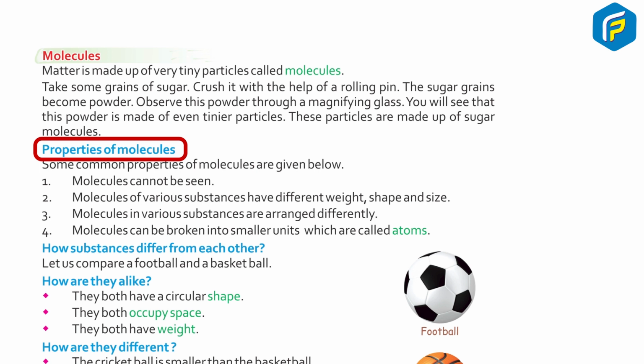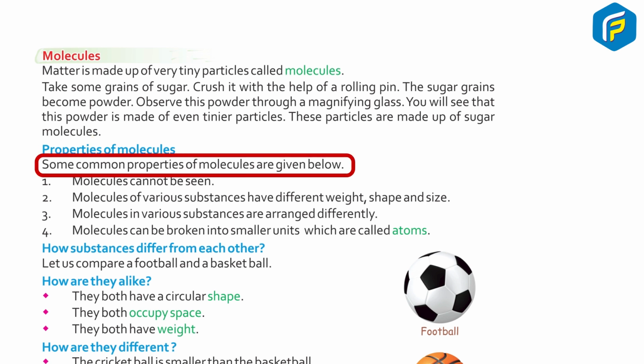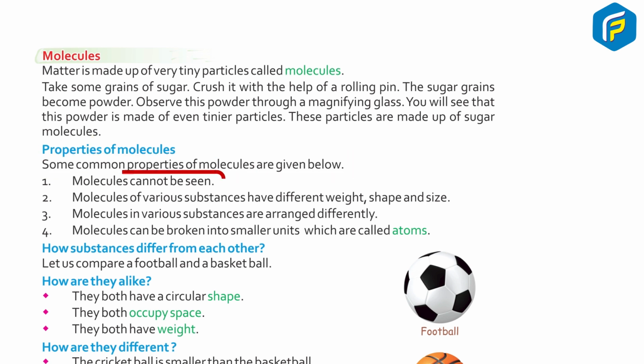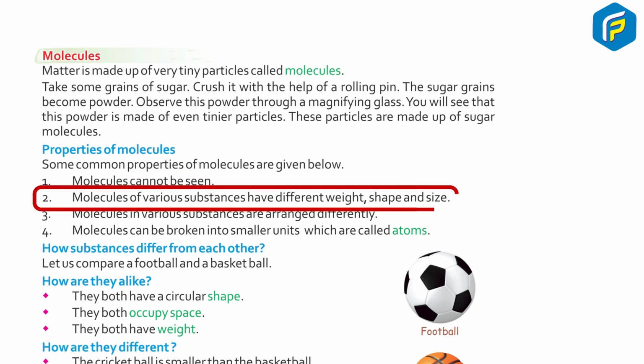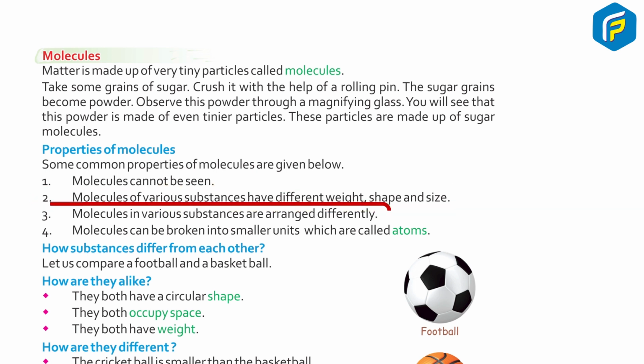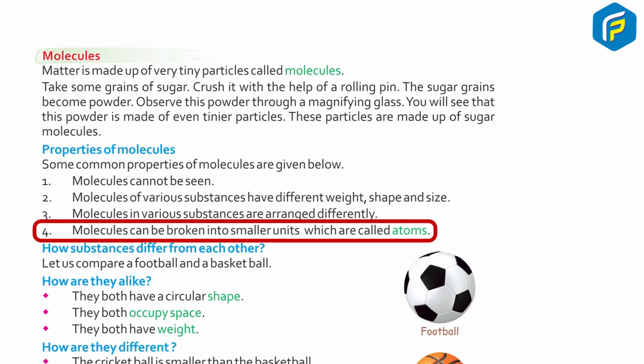Properties of molecules. Some common properties of molecules are given below. 1. Molecules cannot be seen. 2. Molecules of various substances have different weight, shape and size. 3. Molecules in various substances are arranged differently. 4. Molecules can be broken into smaller units which are called atoms.